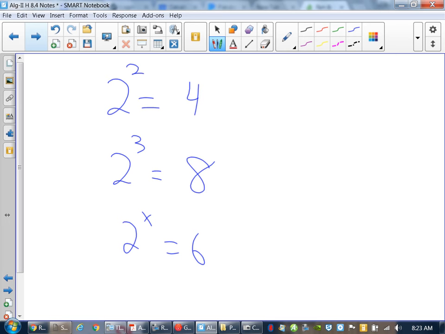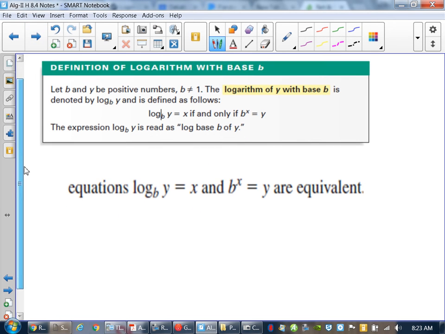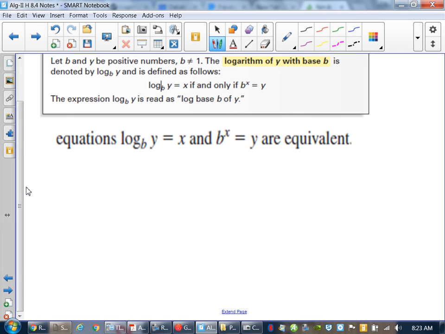Logarithms work with bases and what are called exponents. The equation is log base b of y equals x, which means the same thing as, with a double arrow, b to the x equals y.